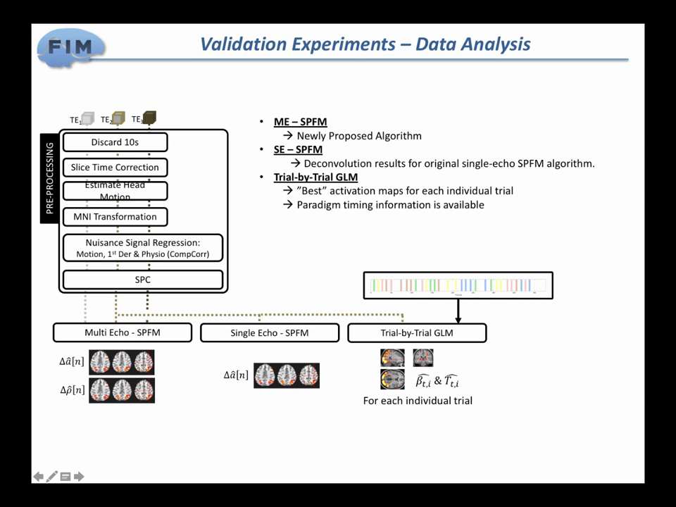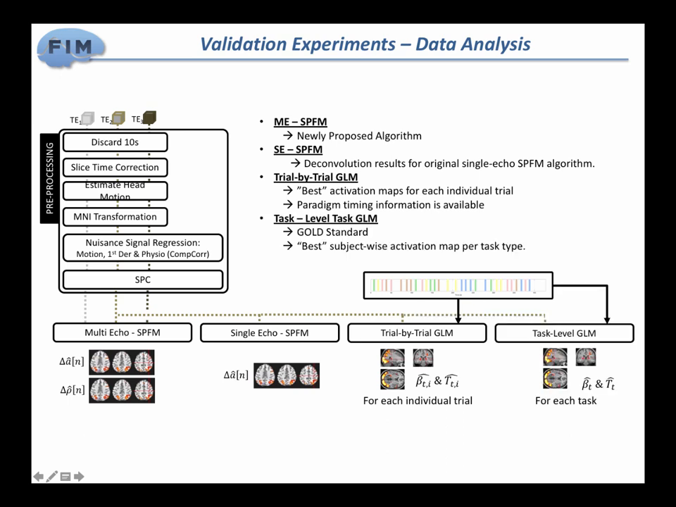So when you do your typical 3dDeconvolve, you can either ask for a single map for each of the tasks. We have 5 tasks, 6 events per task. You can either get just 5 maps for a given subject, 1 per task, or you can actually get 30 maps, 1 for each individual event of each task. Of course, those are going to be much noisier and less sensitive than this one. So we're going to compare with all of them just to see how well the algorithm performs.